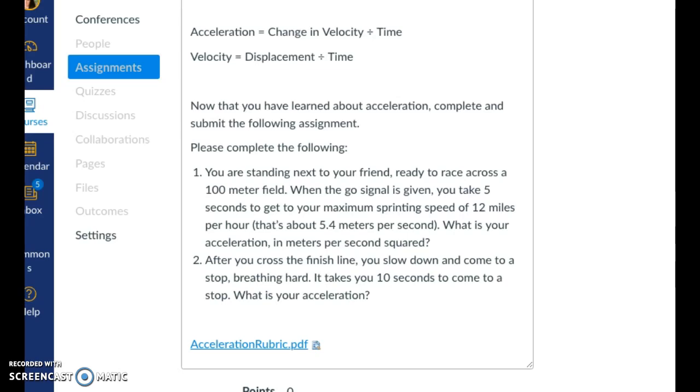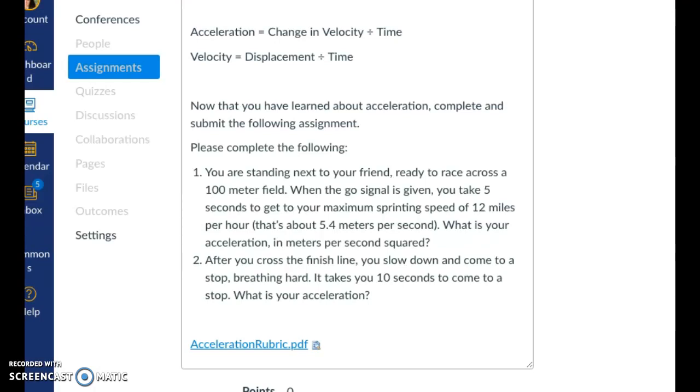So acceleration is constant change of speed, the constant change of speed. Whether it's increasing or decreasing, that constant change of speed is considered acceleration. It's also considered a change in direction. So any object that is in motion that has a change in direction, this is also considered acceleration.